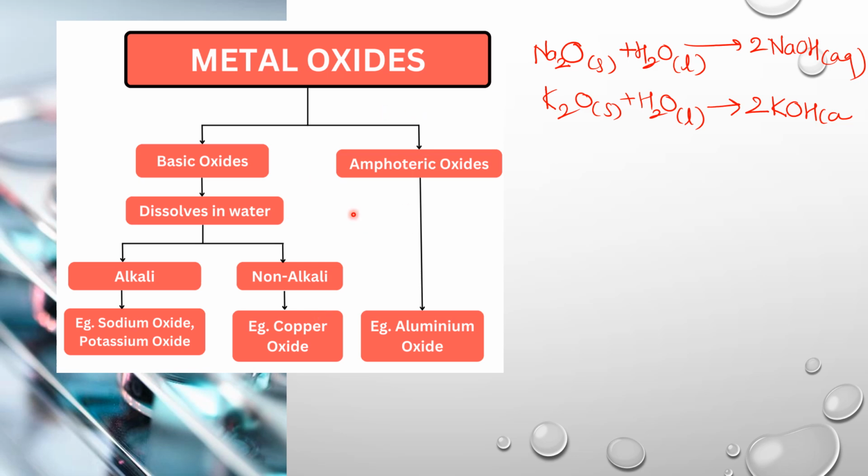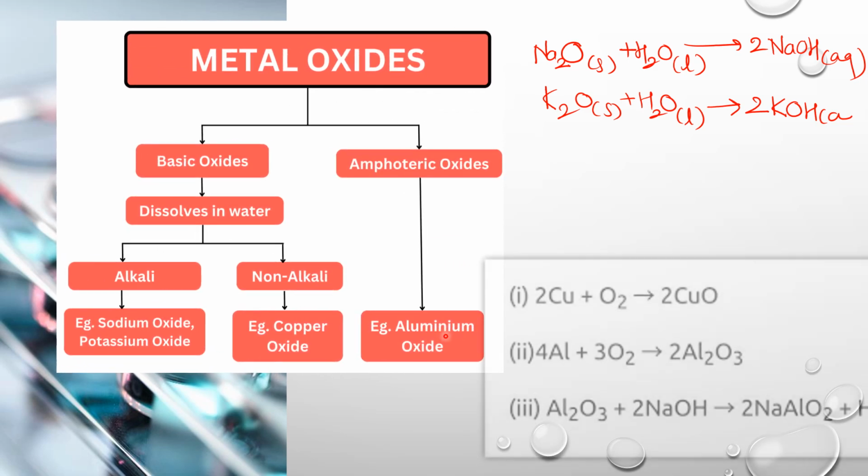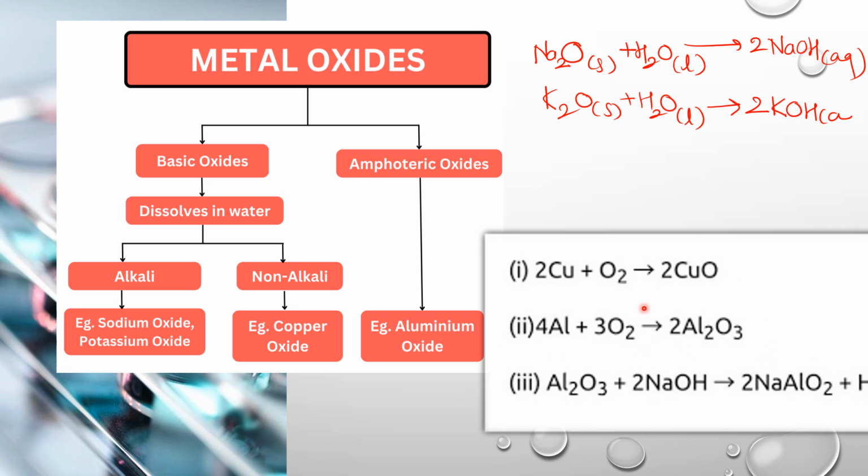The other one is amphoteric oxide. I just told you about the oxides which show both acid and base nature, and we have the example of aluminium oxide. I want to show you the reaction. When aluminium reacts with oxygen, we get aluminium oxide. Again it reacts with NaOH, which is a base, and gives rise to a salt. We know that when acid and base react, they form salt.